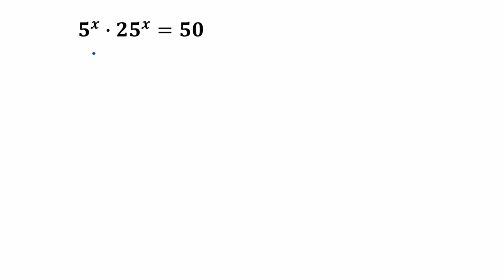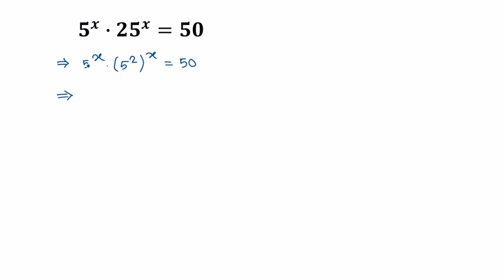Hello everyone. In this video, I am going to show how to solve this exponential equation: 5 to the power x times 25 to the power x is equal to 50. On the left side, this 25 we can write as 5 squared, and the whole thing to the power x is equal to the right side, this is 50.